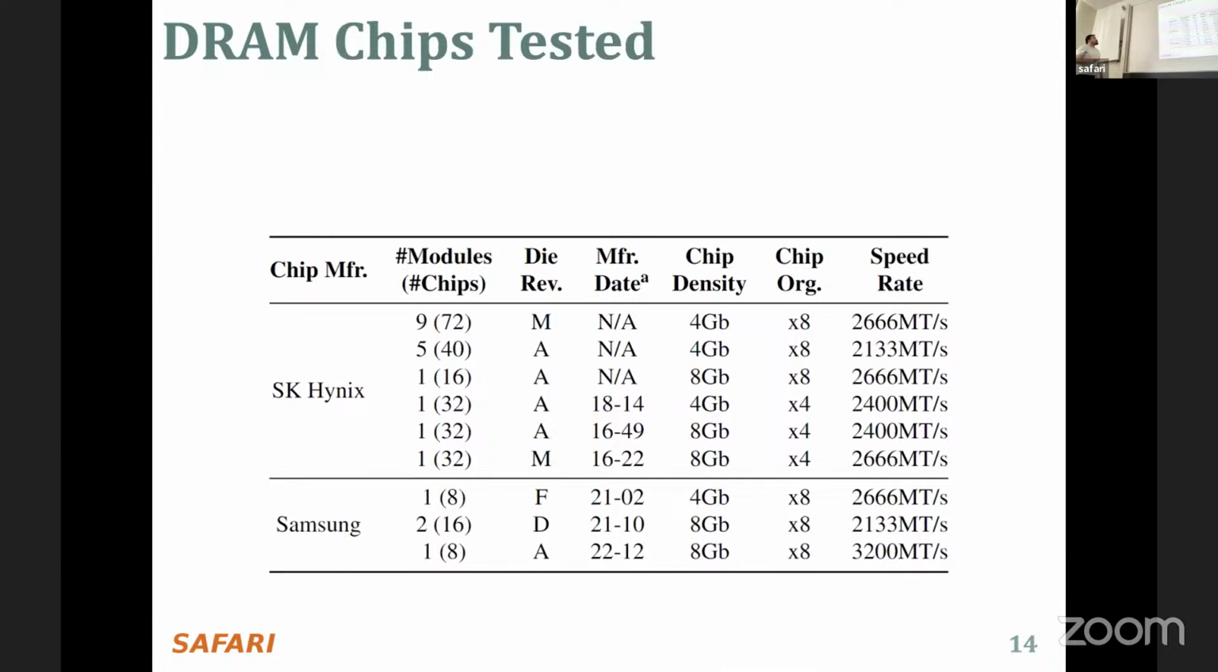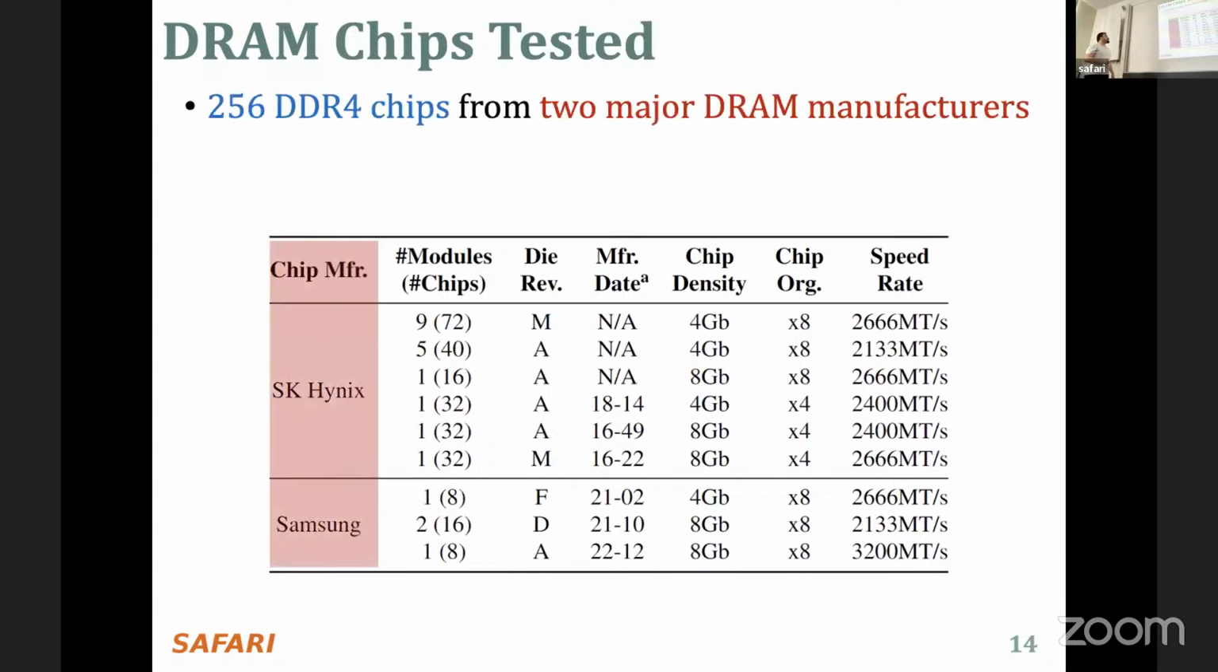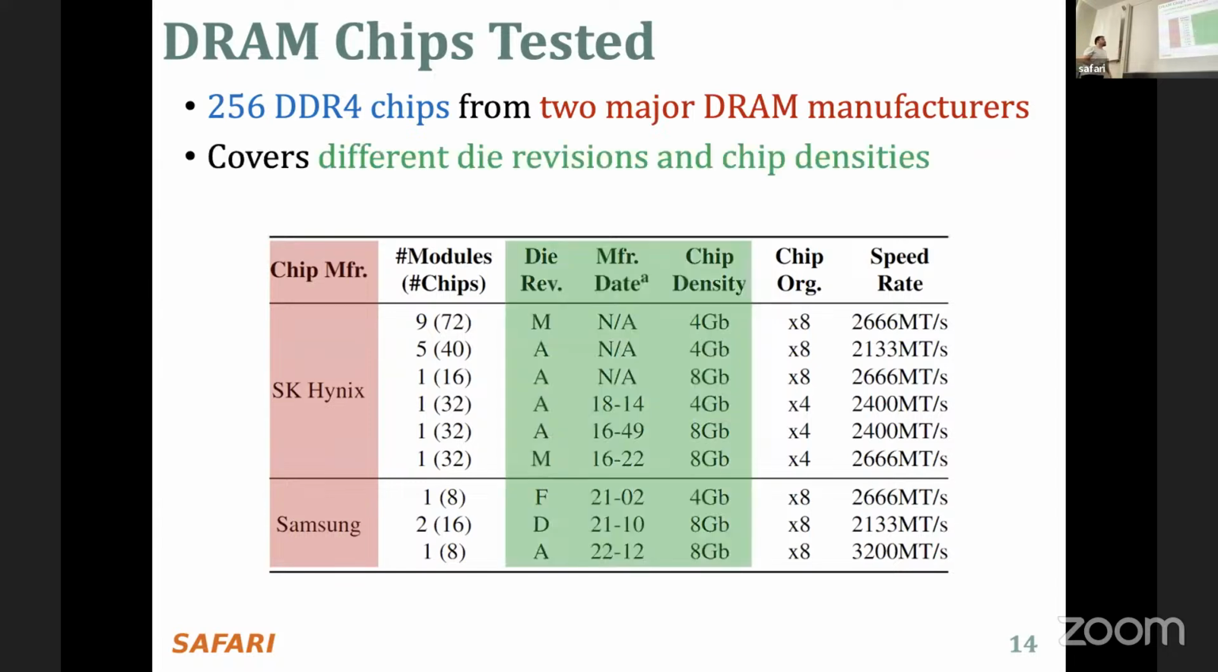And these are the DRAM chips that we test in the study. We test a total of 256 DDR4 chips from 2 major manufacturers, SK Hynix and Samsung. And we cover different die revisions and chip densities in this work, which you can think of as a bit different DRAM architectures.